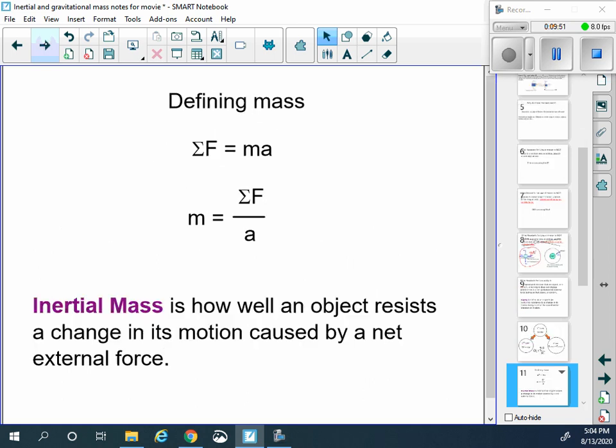Both come from that first law. So now how do we define mass? After all, if net force equals mass times acceleration, how do we define mass? And this comes down to its application.